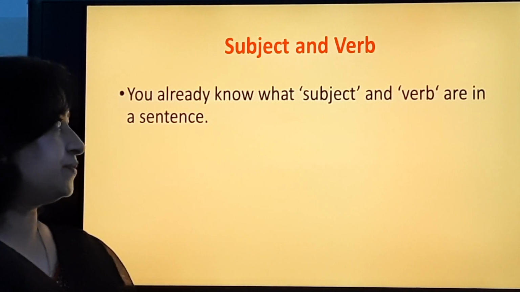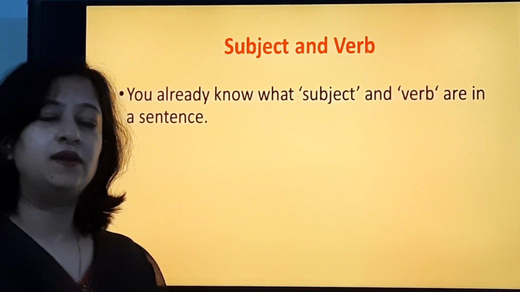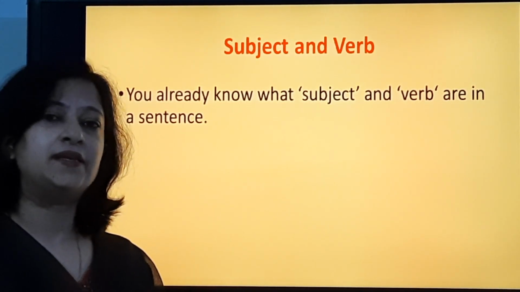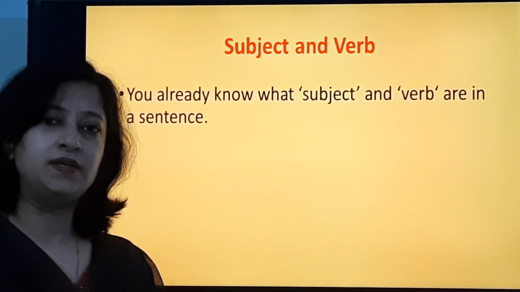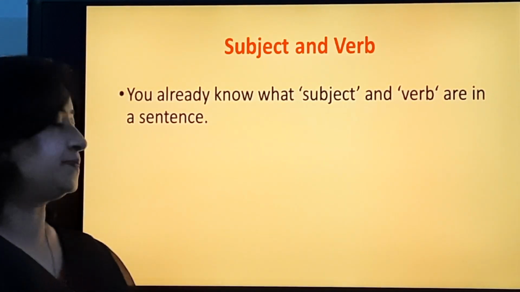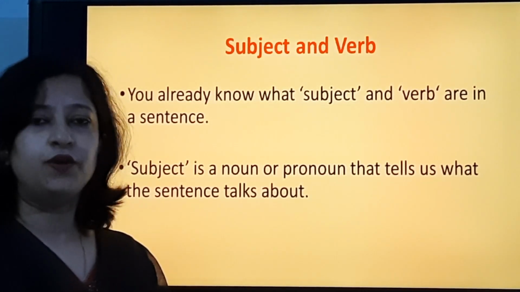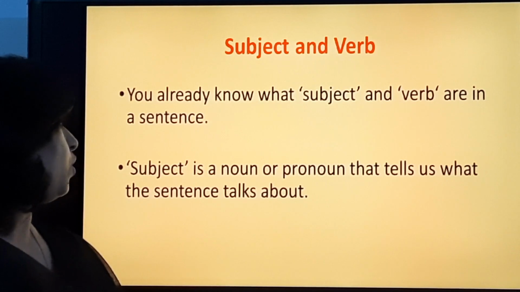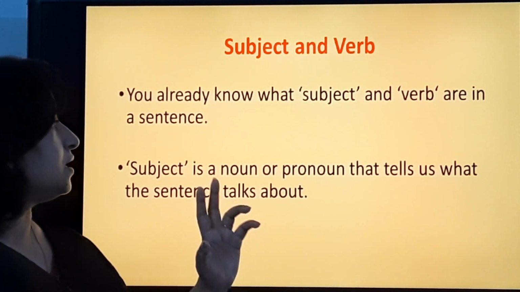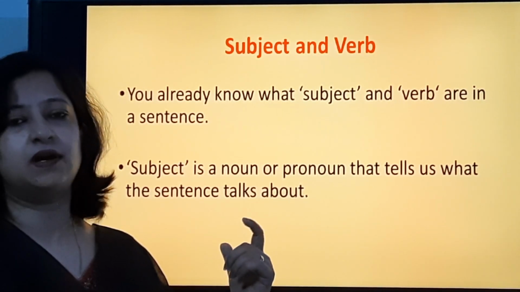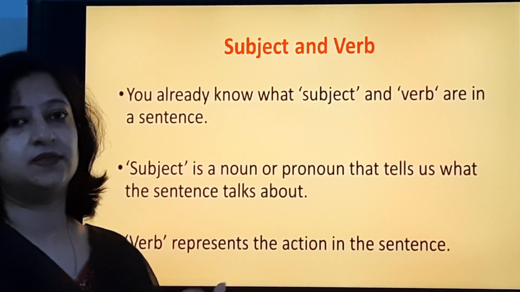You already know what subject and verb are in a sentence. Children, I think all of you know very well because in your classes like 7th, 8th, you have studied a lot of grammar and you all know what is a subject in a sentence and what is a verb in a sentence. Subject is a noun or pronoun. Basically, subject is the doer of the action that tells us what the sentence talks about. So this noun or pronoun, that is the subject, tells us what the sentence talks about. This is our subject. Verb represents the action in the sentence. Alright?